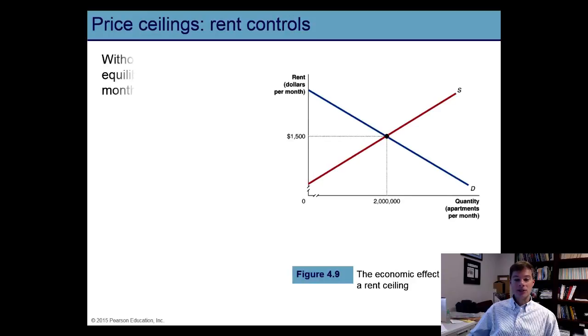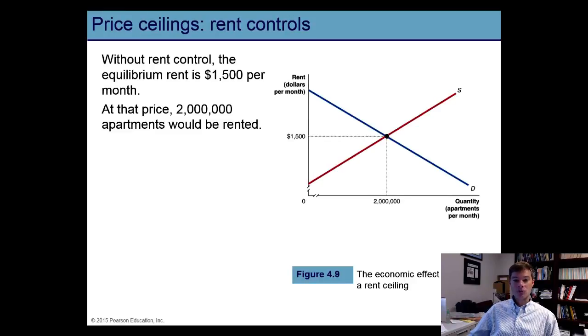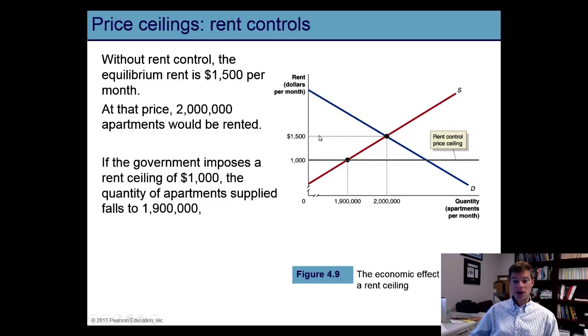Let's look at another example of a price control. In this example, we're looking at rent controls. The equilibrium rent is initially $1,500 per month. That's the rent on an apartment. The quantity of apartments rented is 2 million. Let's impose a price ceiling this time, which is a legal maximum price of $1,000. At this legal maximum, producers, who are the ones supplying the apartments, are not willing to supply as many because they're not getting as much in rent.